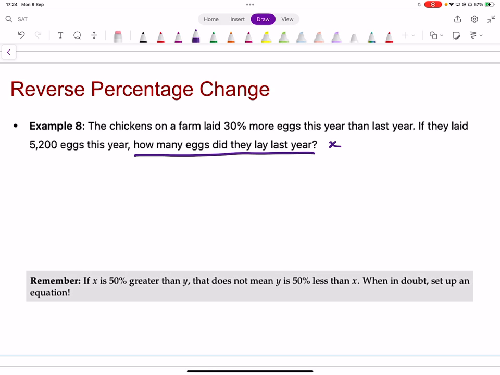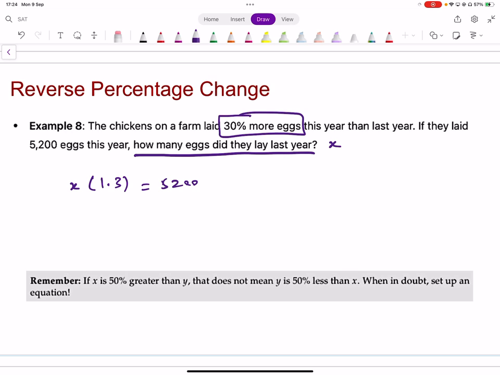This year, we had 30% more eggs as compared to last year. So if last year the number was X, what should it be this year? Increase X by 30%. How do you do that? X into 1.3. This should equal 5,200. So when you have the original amount unknown, it's better to form an equation like this and then find the value of the unknown.